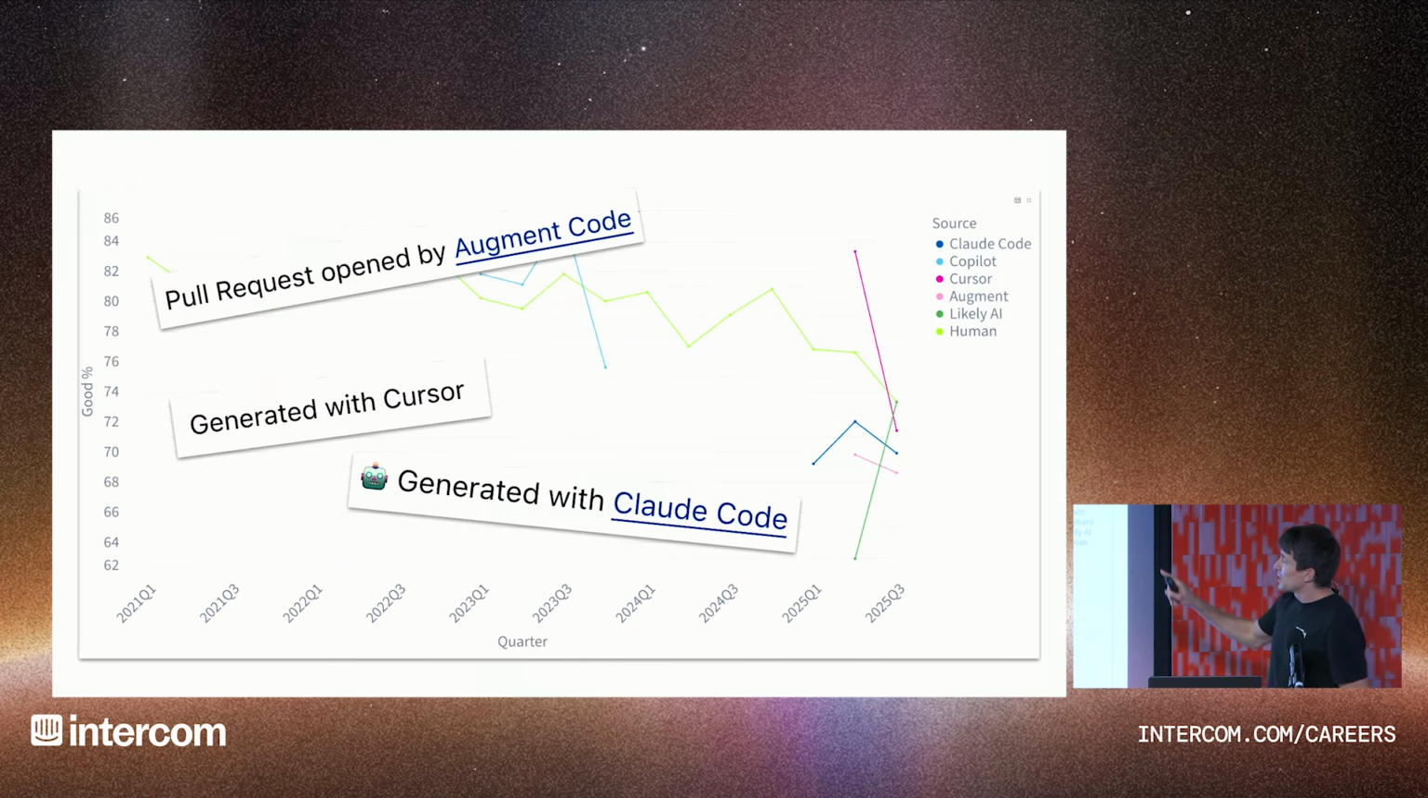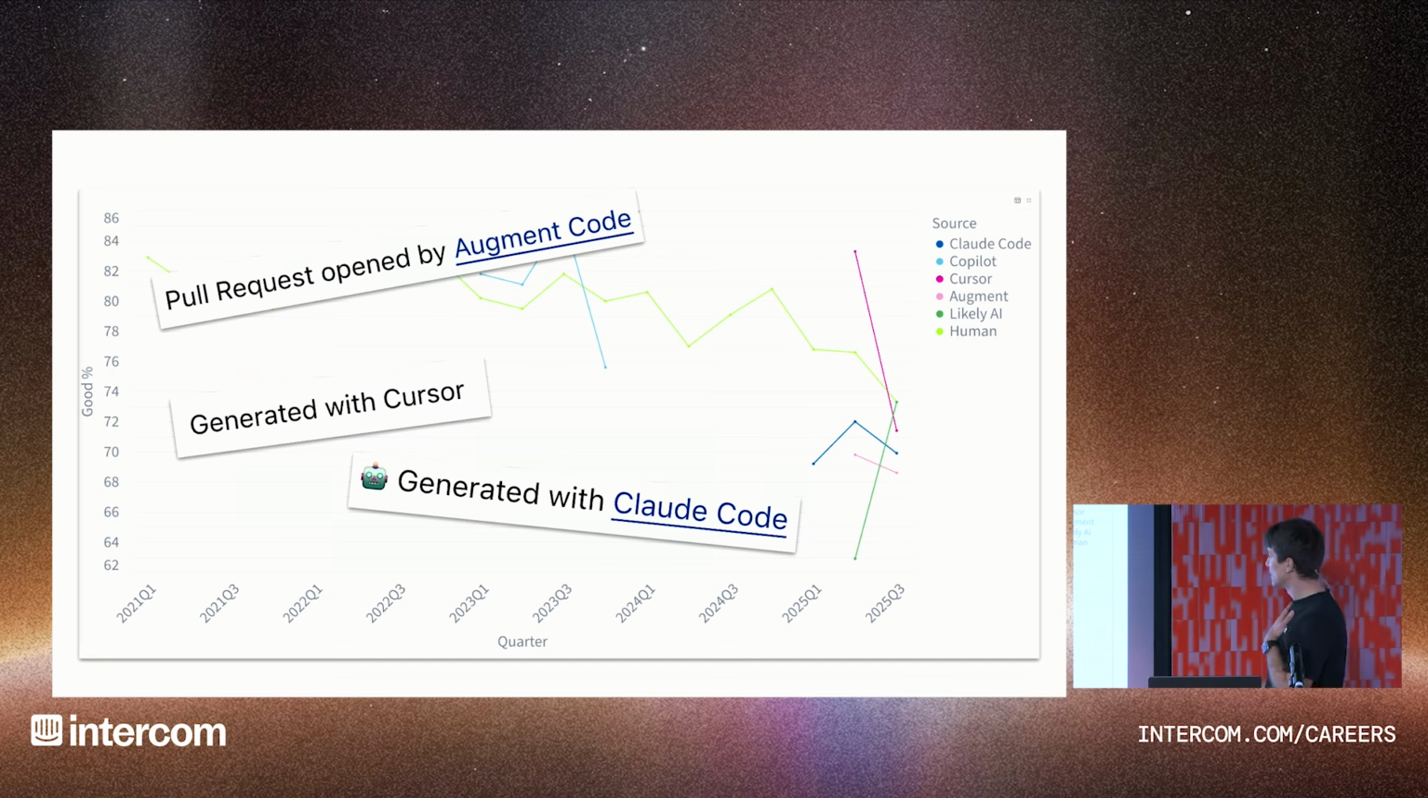So it turns out all of those assistants and agents leave this helpful comment at the end of the pull description: pull request created or opened by Augment Code, generated by Cursor, generated with Claude Code. They're very proud and they want to tell you, I did it. So if you parse all of the PR descriptions and break down the quality by who created it, you can clearly see that all of those agents were below humans. Humans were writing much better PR descriptions.